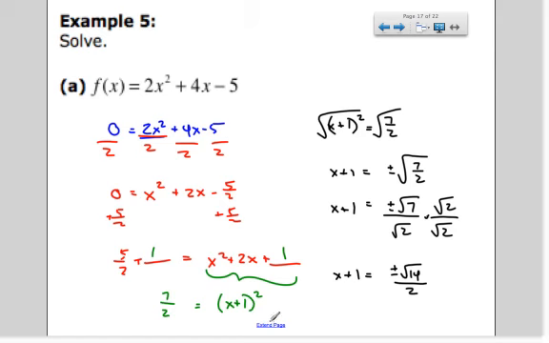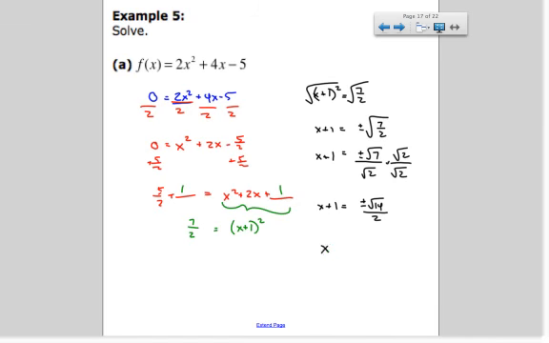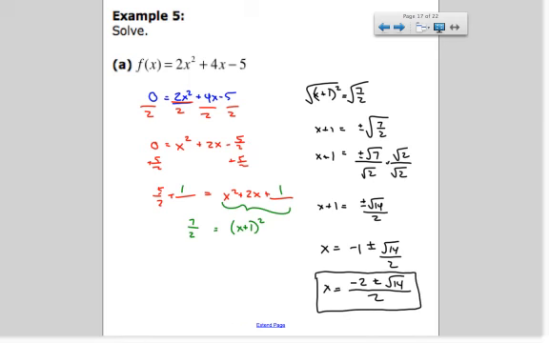And so I'm going to subtract 1 from both sides and get x = -1 ± √14 over 2. And in order to get this one to be in the same fraction, I'm going to go ahead and multiply this by 2 over 2. You get (-2 ± √14) over 2. And that's as far as we can get it. Okay?